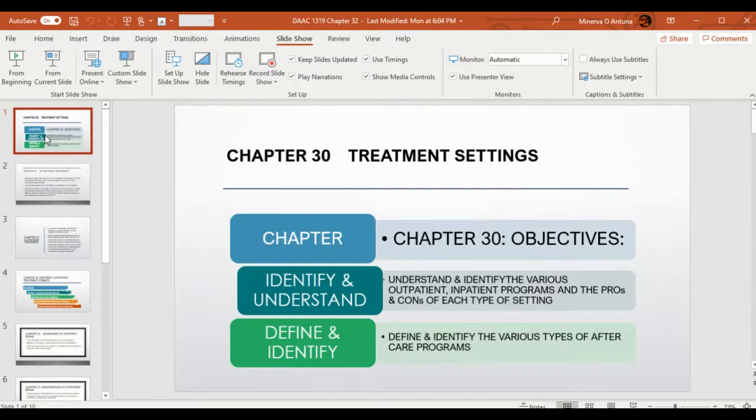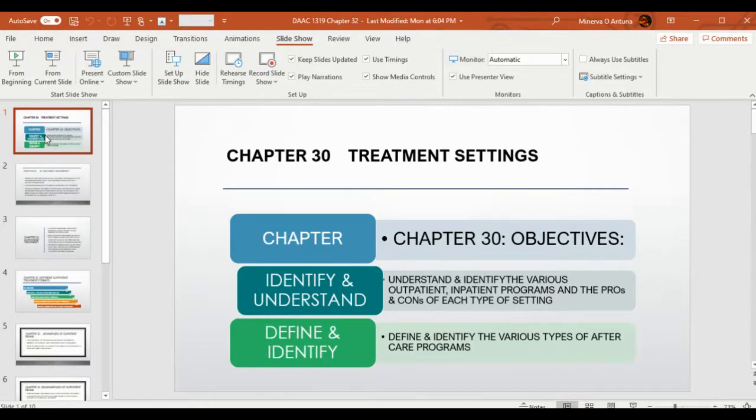And so the objective for this particular chapter is going to be to understand and identify the various outpatient and inpatient programs and the pros and cons of each type of setting. And we're going to define and identify the various types of aftercare programs.